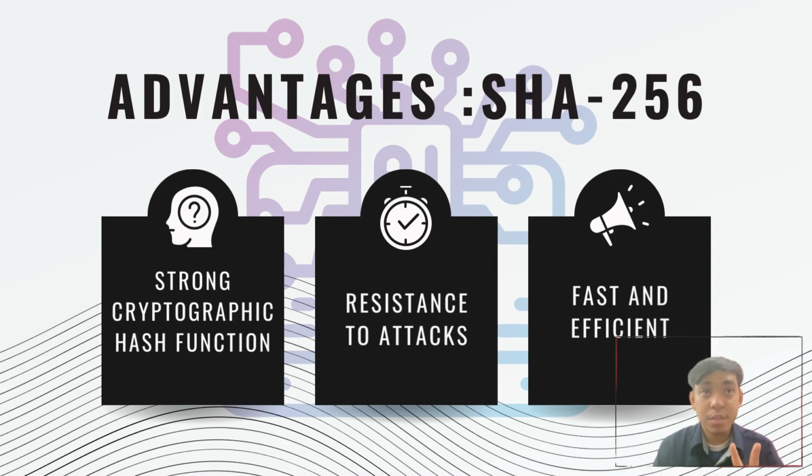The second one is resistance to attacks. SHA-256 is highly resistant to collision and pre-image attacks, making it difficult for an attacker to find the same hash output. This ensures that the data sent from the AHMAD website is protected from unauthorized access and tampering.